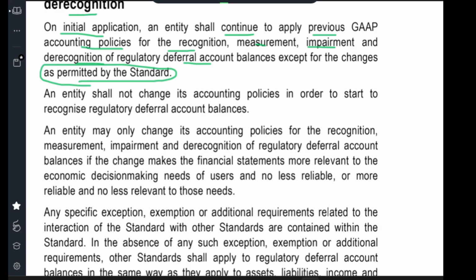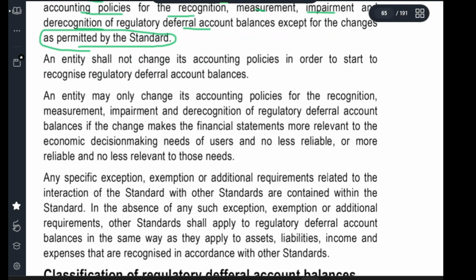So they need to recognize as per the regulatory policy for which they have applied the rate. They need to follow it to recognize the regulatory deferral account balance too. For following this policy, they shall not change any of the accounting policies. For following this, they can't change other standards.